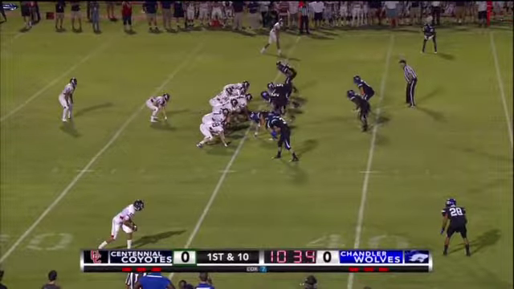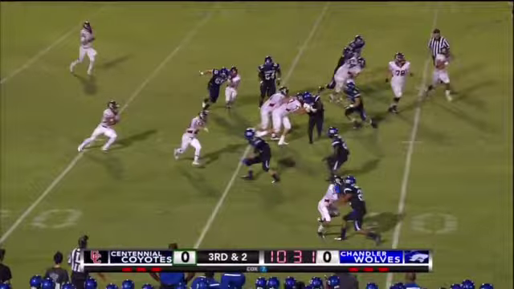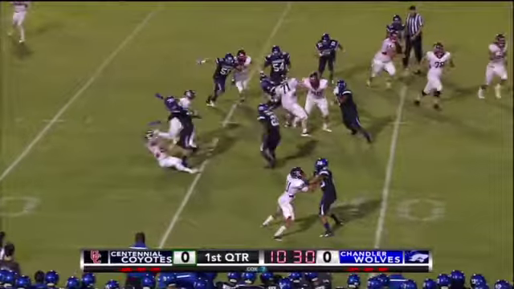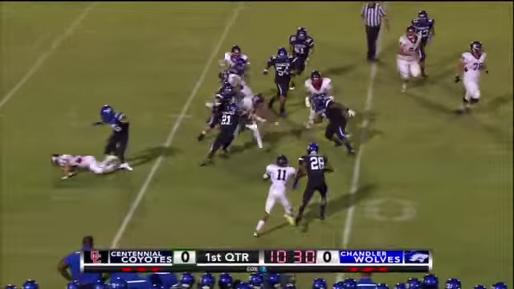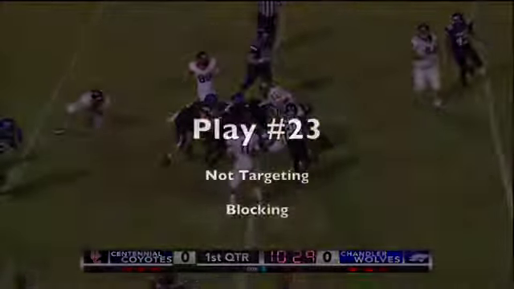This is a targeting foul, even though this lead blocker is not considered defenseless. And what this means is that when a player either blocks an opponent or defends a block, he must make every effort to aim below the shoulders and above the waist.